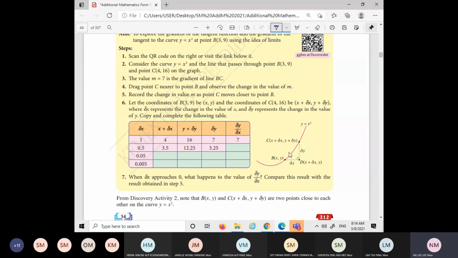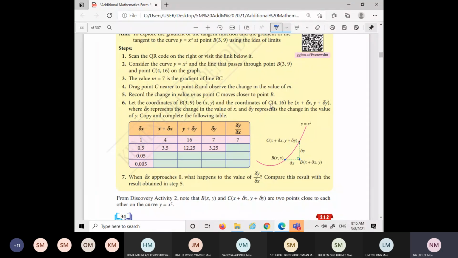Now you can look at the diagram here. They label B as (x, y), and they label C as (x plus del x, y plus del y). Here will be del x, here will be del y. So x is here plus del x, therefore they give you the x coordinate for point C. Then y is here plus del y, then they give you the y coordinate for point C. How to find the gradient? Del y over del x, to find the gradient. Or same thing, del y actually is y2 minus y1, del x actually is x2 minus x1. Then you get the gradient.